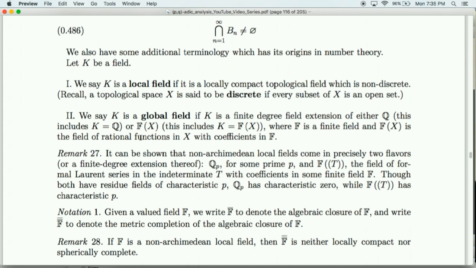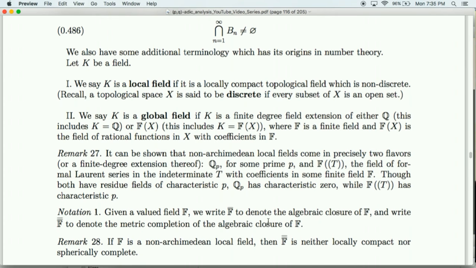Given a valued field F, I write F bar to denote the algebraic closure of F. This means we take F, then we write any polynomial in one variable with coefficients in F, and then we find all the roots of those polynomials and we throw them into F bar. That F bar is F plus anything that's the root of a polynomial with coefficients in F. I write F double bar to denote the metric completion of the algebraic closure of F.